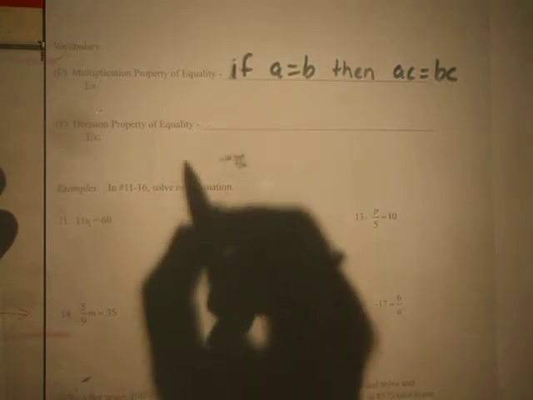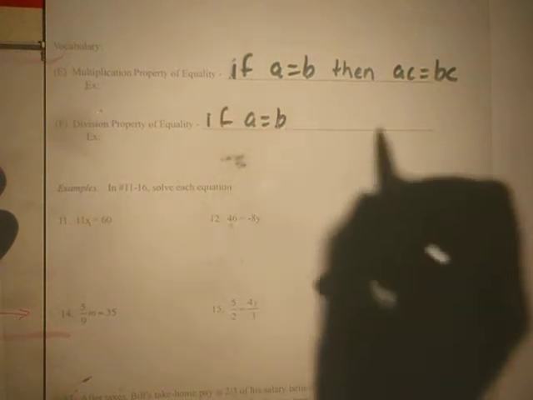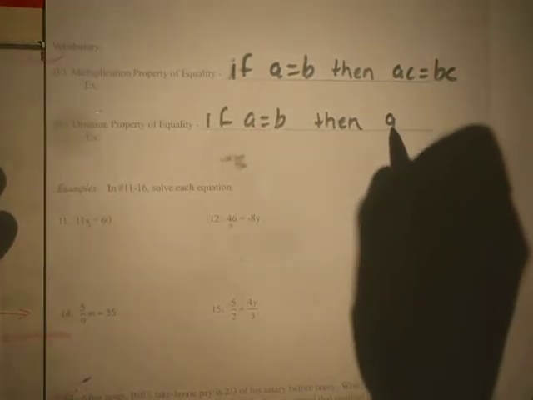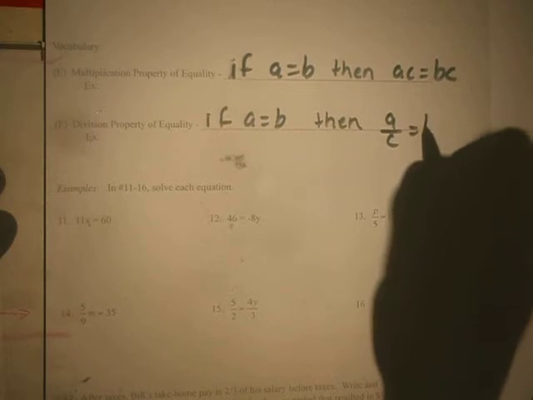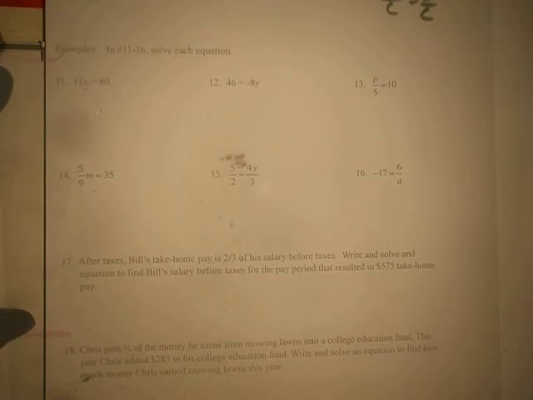And the division property of equality is similar. If A equals B, then we can divide both sides of the equation by the same thing, and we would have A divided by C equals B divided by C. And we are going to use those two properties to solve these next equations.